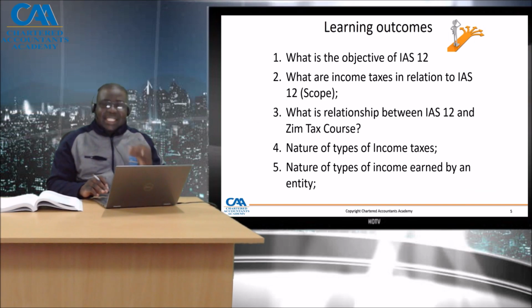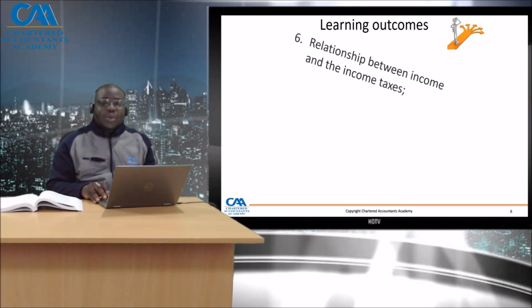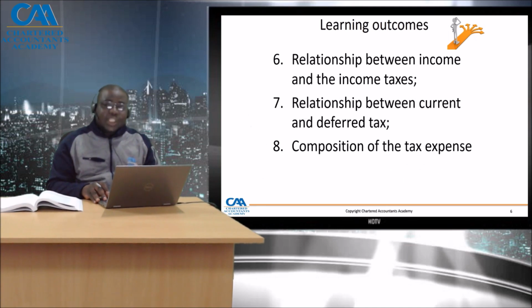What are the income taxes in relation to IAS 12? What is the relationship between IAS 12 and the Zimtex course? The nature and types of income taxes, and the nature of types of income earned by an entity. We will also look into the relationship between income and the income taxes, and the relationship between current and deferred tax. And lastly, we'll look into the composition of the tax expense, especially for the profit and loss account.